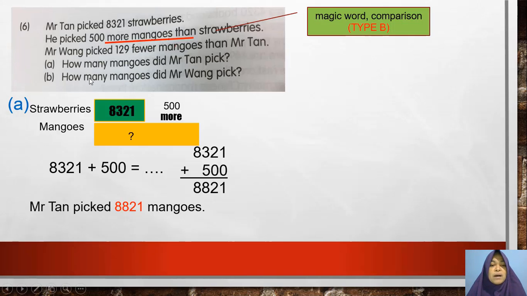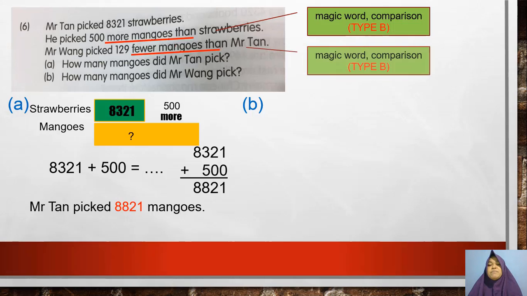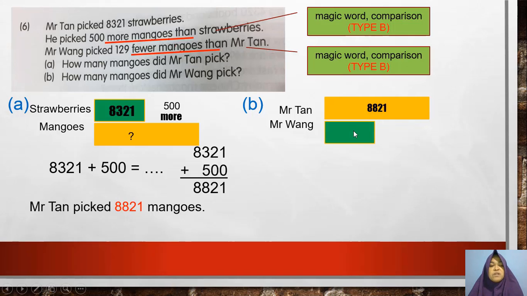Okay, B question. Look, Mr. Wang, because the question is for Mr. Wang. Mr. Wang, fewer mangoes than. It will be magic word and then comparison, type B. So you write it down first, Mr. Tan and Mr. Wang. Mr. Tan, how many? 8,821. Mr. Wang, fewer. So Mr. Wang will be the shorter model. You put fewer there, and the numbers, and then the question mark on Mr. Wang.